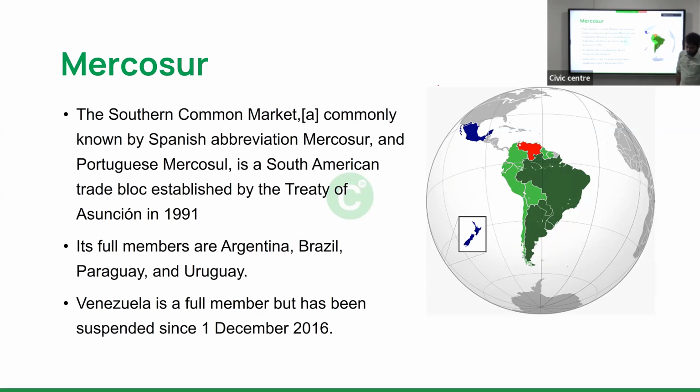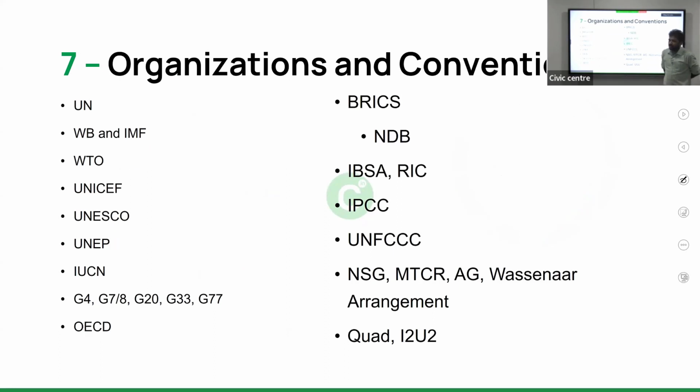MERCOSUR. How many nations are there? 4. Venezuela has been suspended. Okay. In the next 10 minutes, I'll be summing up your important organizations like the United Nations, World Bank, IMF, WTO, UNICEF, UNESCO, UNEP, IUCN, G4, G7, G8, these organizations.